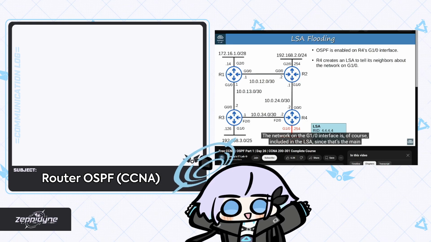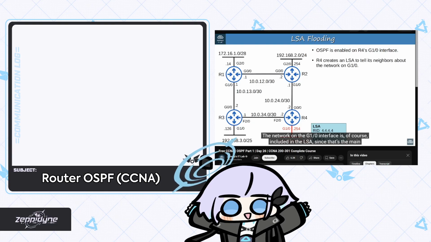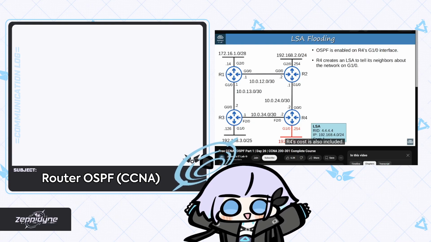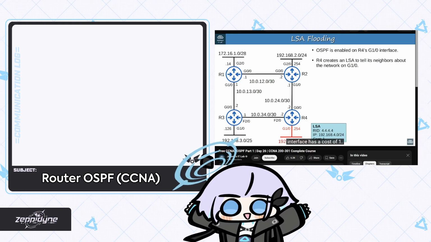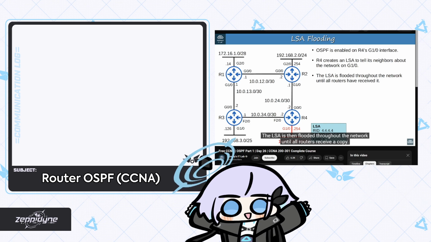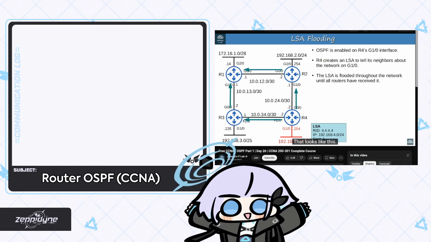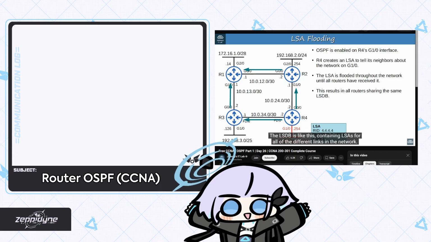The network on the G10 interface is, of course, included in the LSA, since that's the main purpose of the LSA. R4's cost is also included. I'll talk more about OSPF's metric, called cost, in the next lecture, but this gigabit Ethernet interface has a cost of 1. The LSA is then flooded throughout the network until all routers receive a copy. That looks like this. This results in all routers in the OSPF area having the same LSDB.